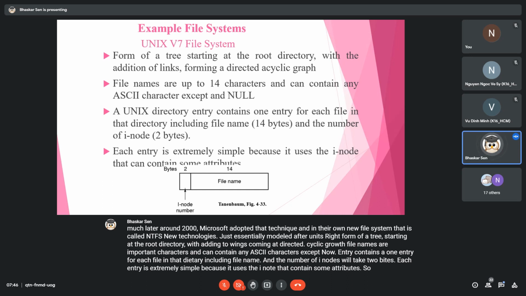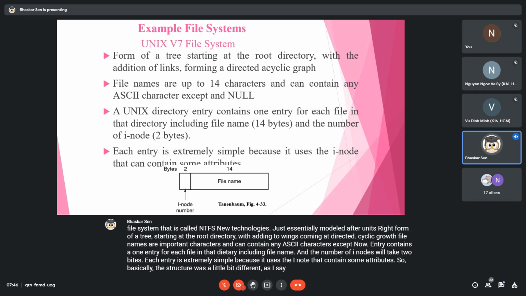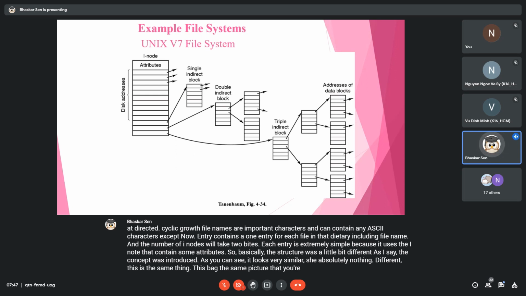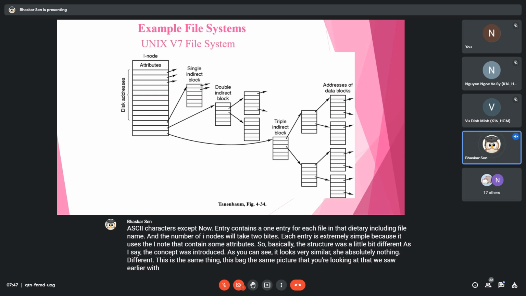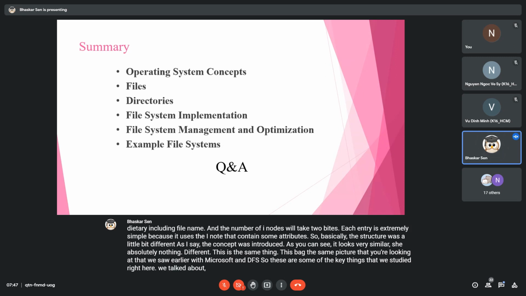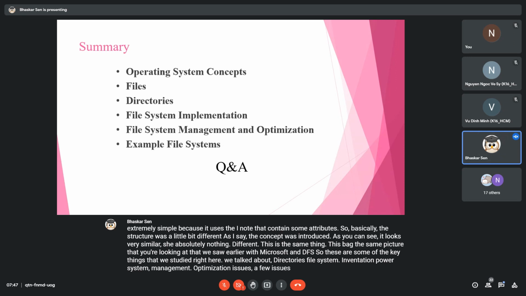So basically, the structure was a little bit different. As I said, the concept was introduced. As you can see, it looks absolutely similar. Nothing different. This is like the same picture that we saw earlier with Microsoft NTFS. So these are some of the key things that we studied right here. We talked about directories, file system implementation, file system management optimization issues, a few issues, and examples of a few file systems.